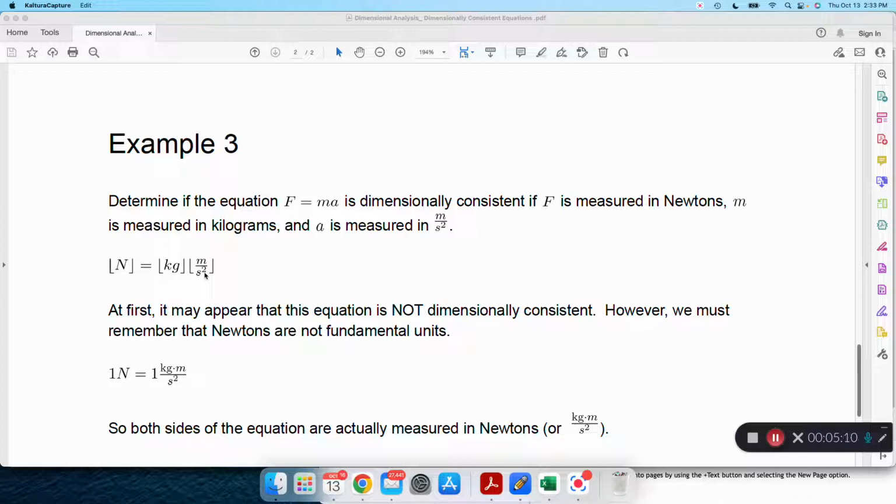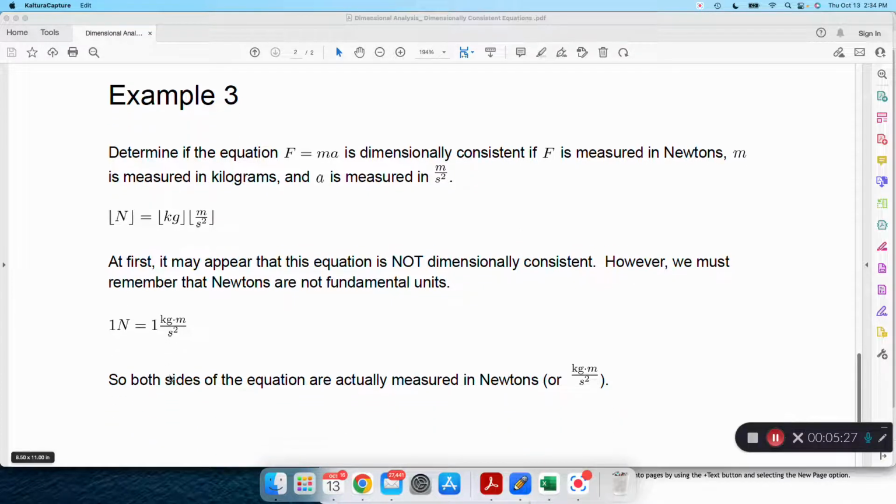And you might initially think, well, that's not consistent. We don't get the same thing. But you have to remember, newtons are not fundamental units. A newton is defined to be 1 kilogram times meters per second squared. So this left-hand side really is measured in kilograms times meters per second squared, just like the right. Or we could even say the right side, when we combine these units, is measured in newtons. So this equation is dimensionally consistent. Each term has the same units. That's a good place to stop.